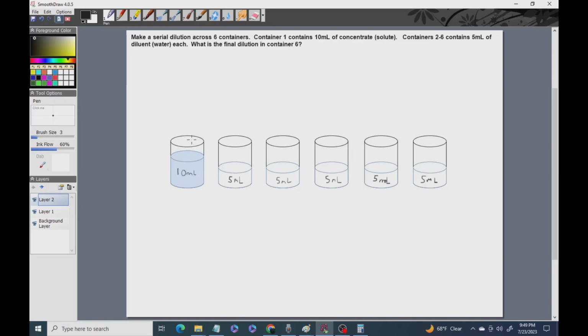So what we're going to do is make a serial dilution, and we will take out 5 milliliters each dilution. So let's take 5 milliliters out. This is called a double fold because we're essentially halving each concentration. So if we take 5 milliliters out, what we will have here is 5 milliliters of our solute into a total volume of 5 milliliters that we take out of here, plus 5 milliliters that was already in this container. That would be a total of 10 milliliters.